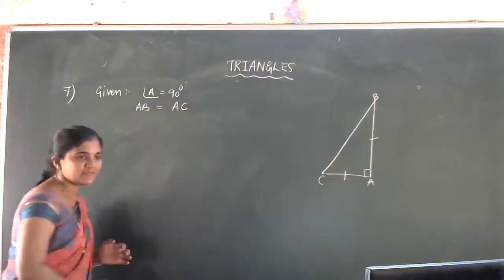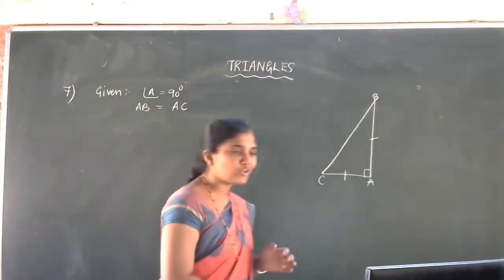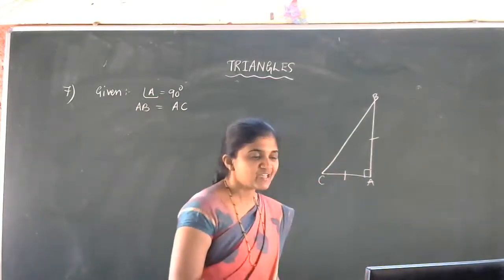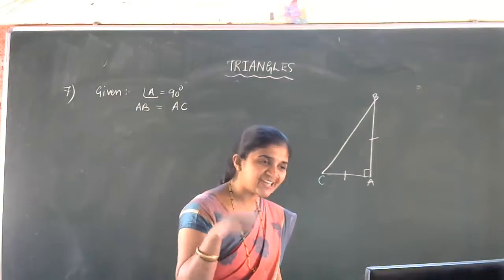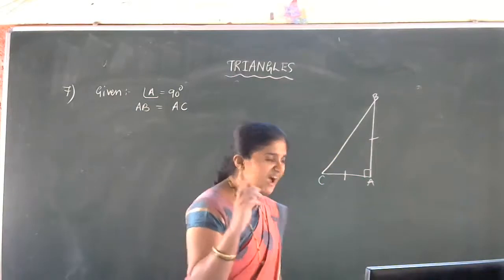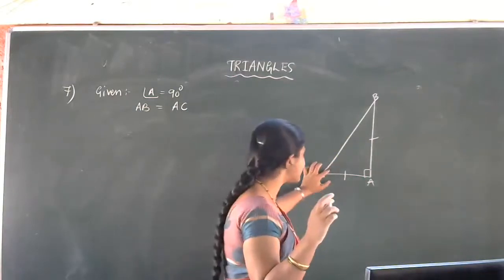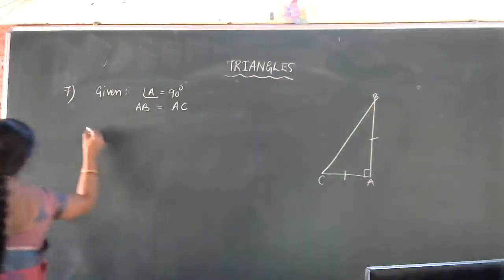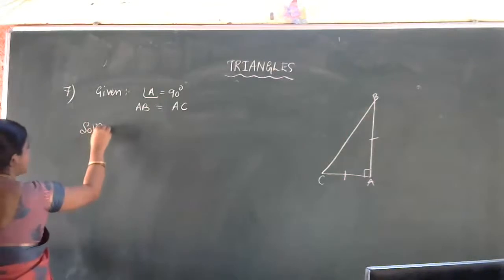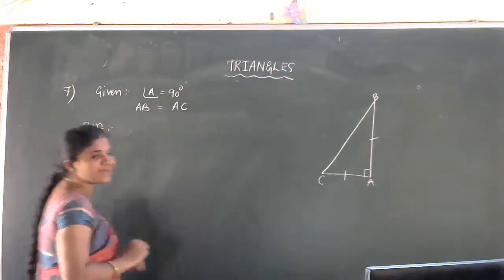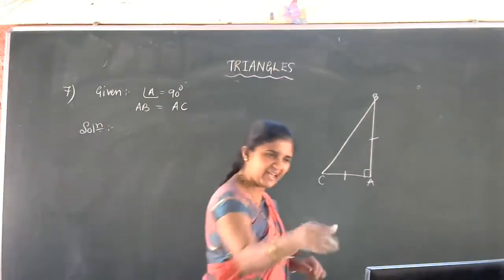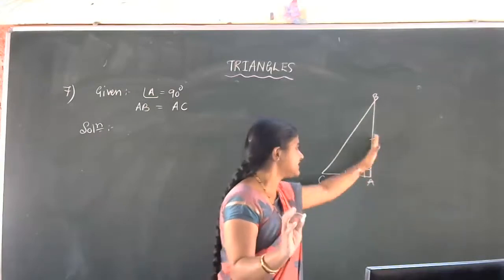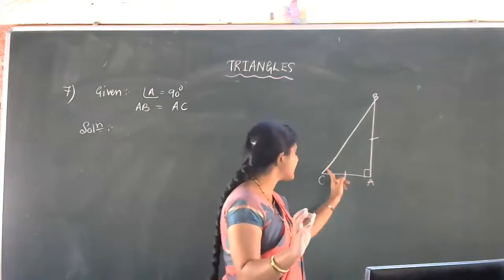Then 2x is equal to 180 degrees minus 90 degrees. So 2x is equal to 90 degrees. Therefore x is equal to 90 degrees divided by 2. x is equal to 45 degrees. So here we are taking this x and x for ABC and ACB. Therefore angle ACB is equal to 45 degrees and angle ABC is also equal to 45 degrees.